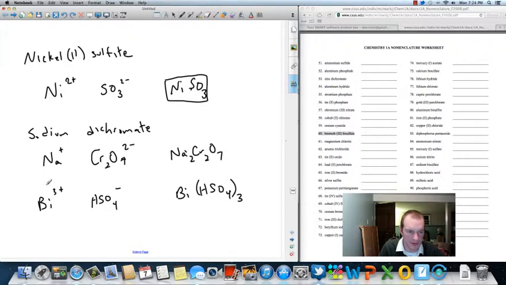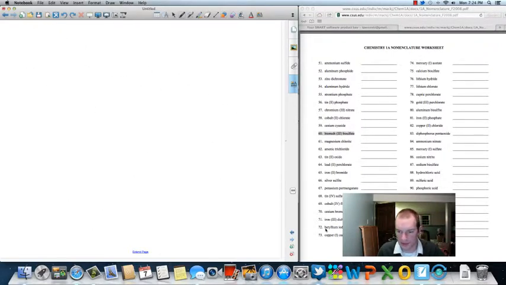Okay, so each of these went ahead and created a neutral compound. Those were our 3 examples. This one over here was bismuth bisulfate, and we were able to make a neutral compound. All right, so let's go ahead and try a couple more examples, and then we'll be all set.